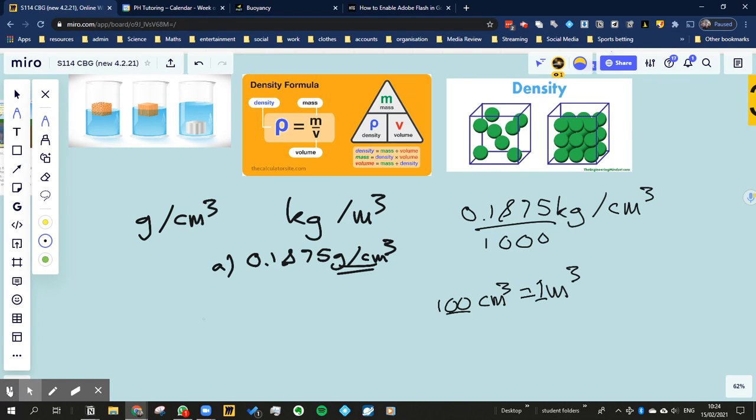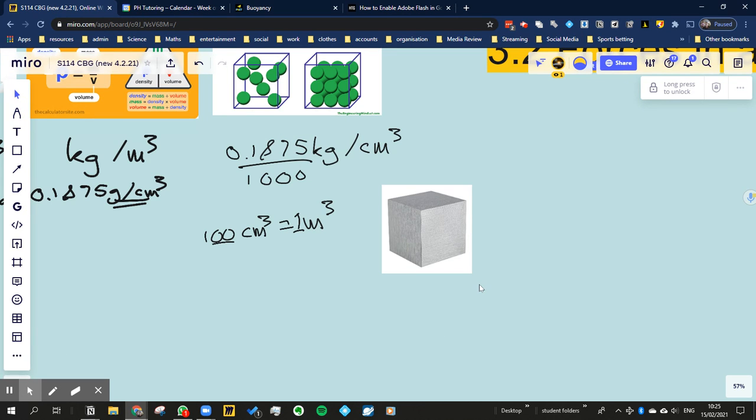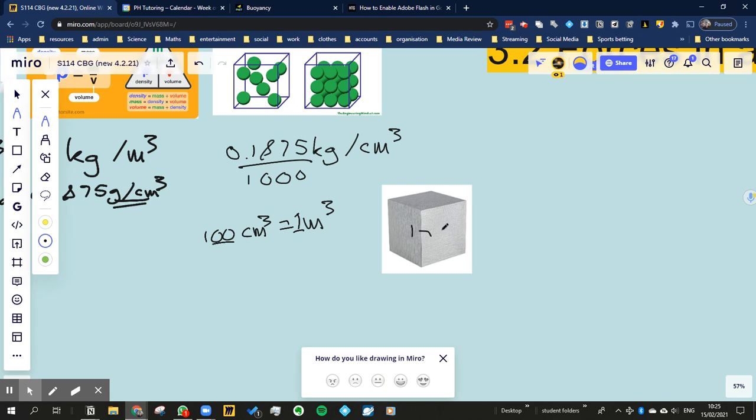Well, let's look at this a little bit more closely. So I'm going to get a picture of a cube. Okay, so I've got a cube there, and we're going to say that this cube is 1 meter cubed. Now, if it's 1 meter cubed, it's going to be 1 meter by 1 meter by 1 meter. And we just said a moment ago that 1 meter is equal to 100 centimeters. So we can relabel this down here.